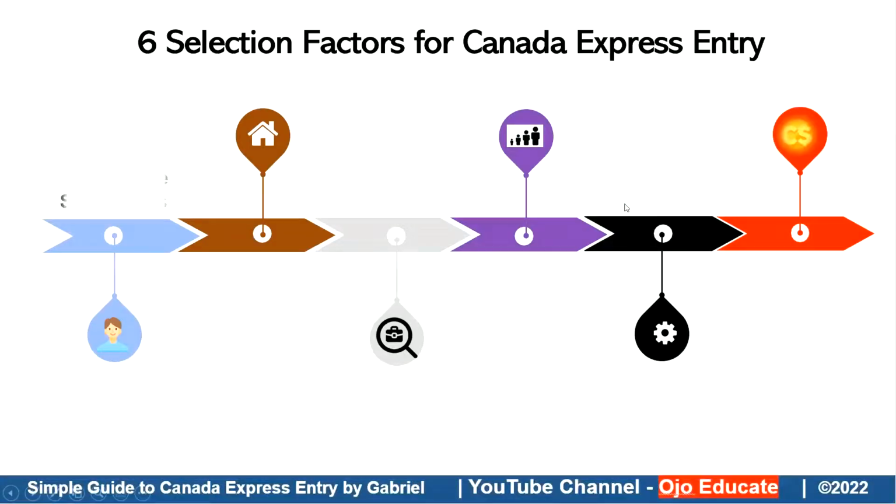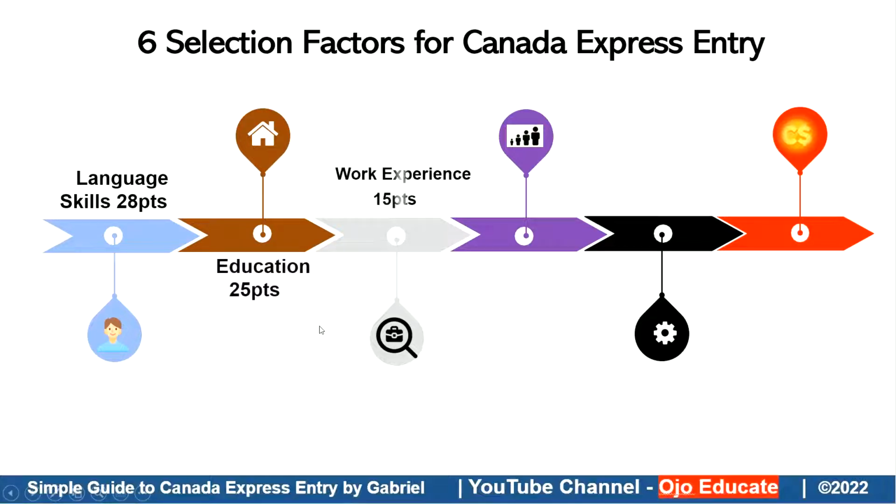Now, the selection factors in summary, I just put this together. Language, like I said, is 28 points, and education is 25 points. Work experience is 15 points.